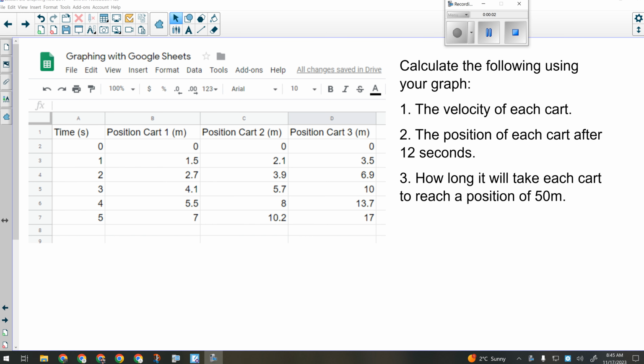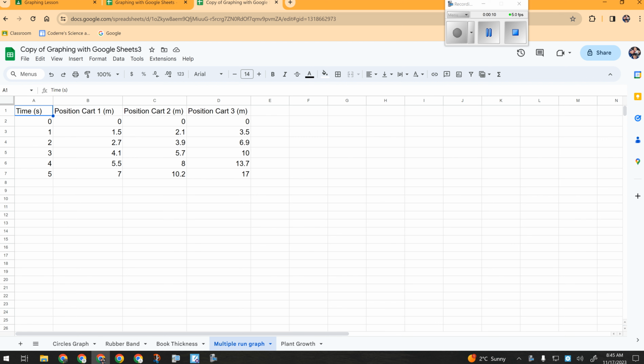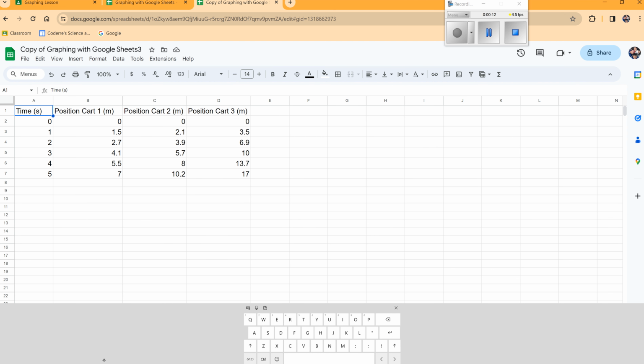Okay guys, so what I want you to do right now, we did the rubber band, the circles, and the book thickness graph yesterday. What I want to look at now is this multiple run graph. The lab that we're going to do on Monday is going to work exactly like this. So pay really close attention and you'll know exactly how to do everything on Monday's lab.